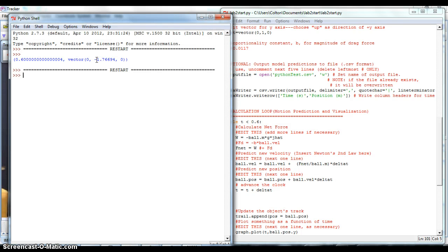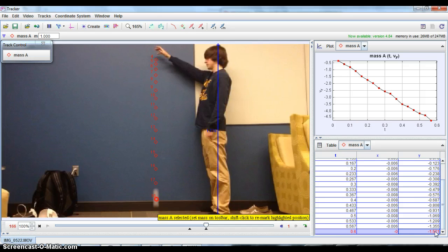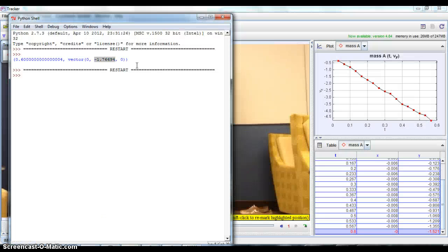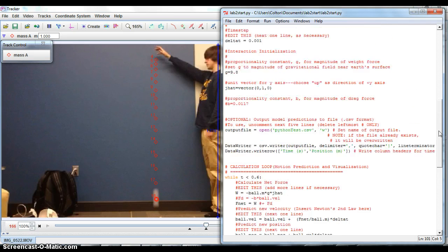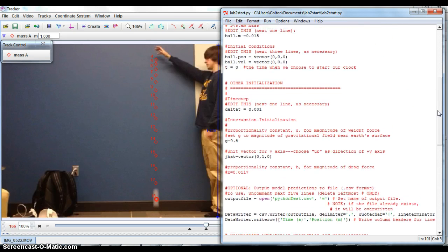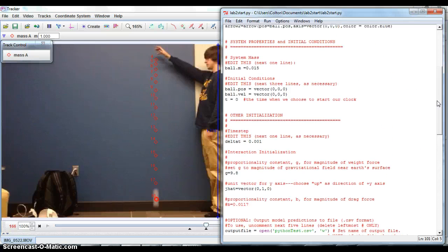Now, when we look at this vector value, however, we see that the y component vector is not equal to the y component vector that we found during Tracker. It should be negative 1.521, while here it is negative 1.766. So obviously something is missing here. So we need to install the proportionality constant and the drag force in this situation.